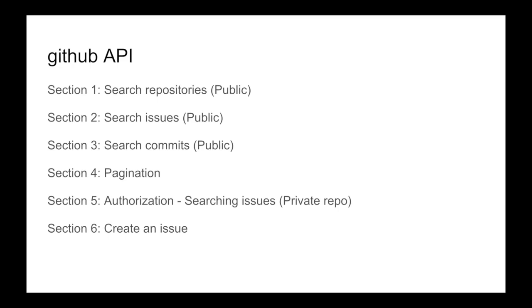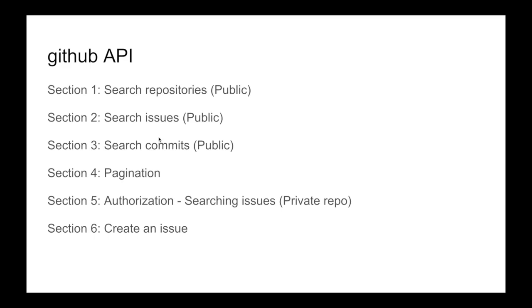Section two is going to be another search, but different. It's going to be searching issues. Issues are topics, questions, bug reports, or feature requests that you can create on repositories, and people can collaborate and create comments on the issue. Then you can merge code based on this issue. Search number three, we're going to talk about commits.